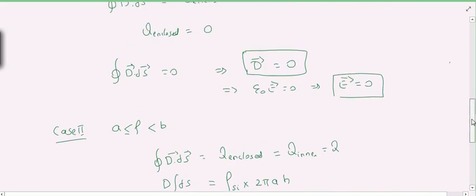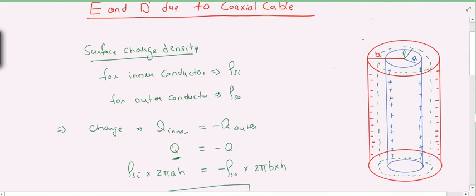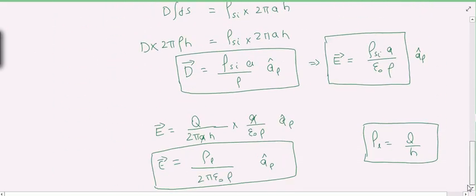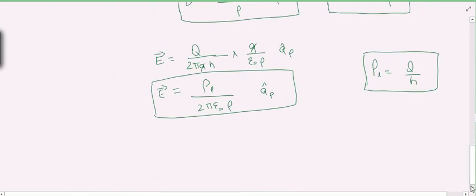So this is for that. Now we will consider a Gaussian surface outside both these conductors, because I have considered for A to B. Now I will consider the radius for case 3. I will consider the radius of the Gaussian surface greater than B, or I can say that rho will be greater than B, less than infinity for a range value. So I will apply Gauss law again.